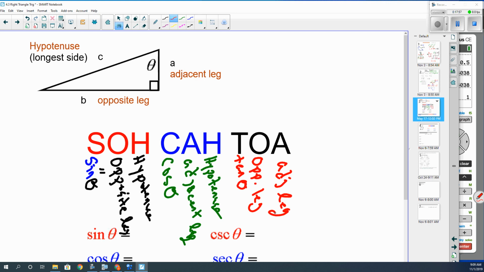So if you have a right triangle, the legs are always the two sides that form the 90-degree angle. The hypotenuse is always the side across from the 90-degree angle, and it's always going to be the longest side in a triangle. So when it talks about adjacent and opposite legs, that labeling can change based on which angle they're having you look at. So a lot of the time we use theta to represent an unknown angle.